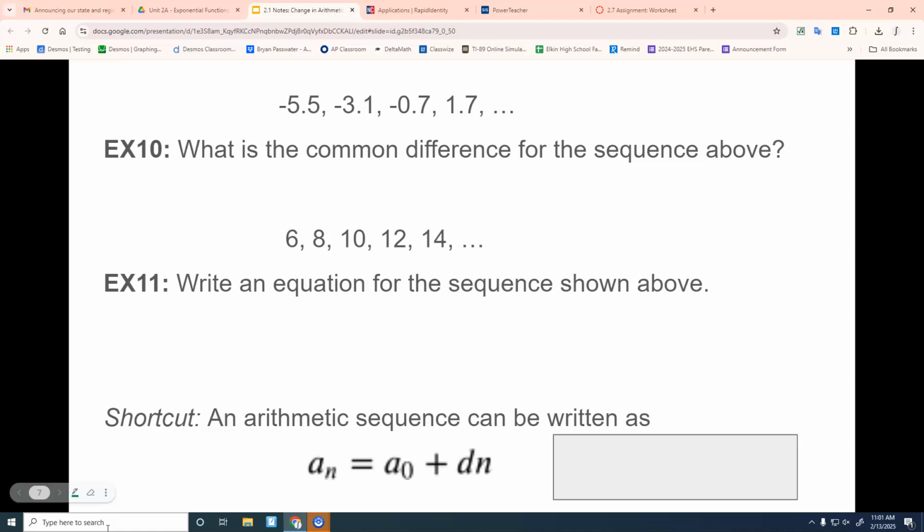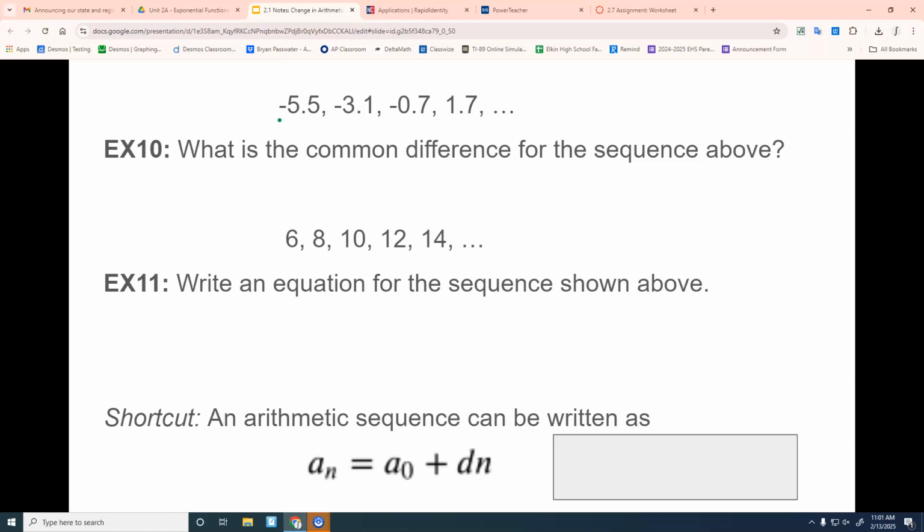All right, so something they might do is ask you what the common difference is. Sometimes this is very easy to find. Sometimes it is not. So the common difference is the first thing you want to look for here. In example 10, we've got -5.5, -3.1, -0.7, 1.7. We've got to decide what's happening each time. The first thing you need to decide is whether it is arithmetic, geometric, or neither.